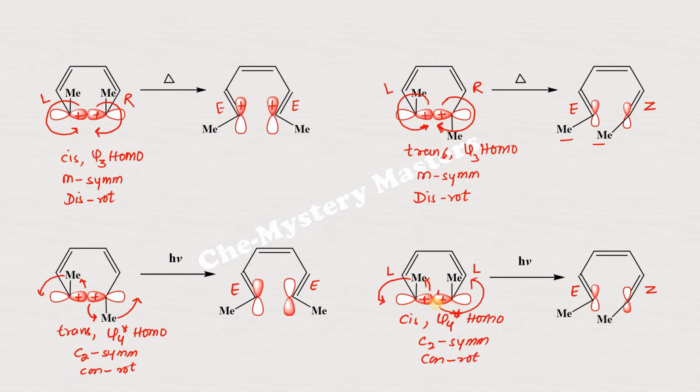This is how we have seen that in a 4n+2 pi electron system, where we have taken the example of the 1,3,5 hexatriene molecule, we can go for ring opening as well as ring closing electrocyclic reactions, and how important factors like HOMO, rotation of the orbitals, and symmetry are always important in these particular reactions. Hope this video has cleared many of your concepts.